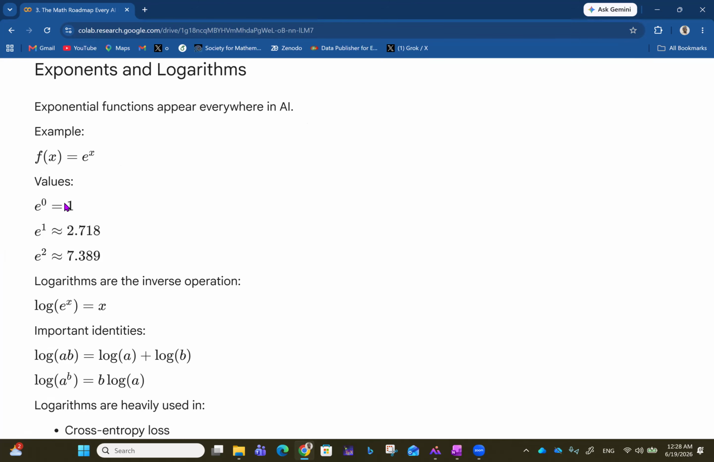When x is 0, you have e raised to the power 0, which is 1. When x is 1, you have e raised to the power 1, which is approximately 2.718. When x is 2, you have e raised to the power 2, which is approximately 7.389. And then you have logarithms as the inverse operation of indices.